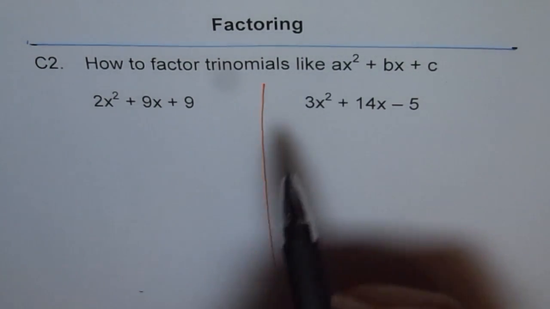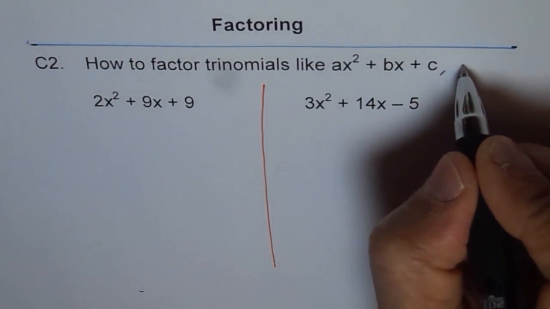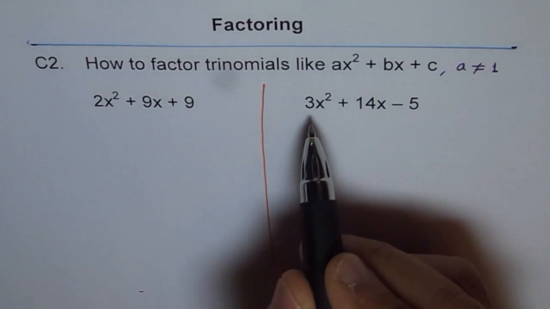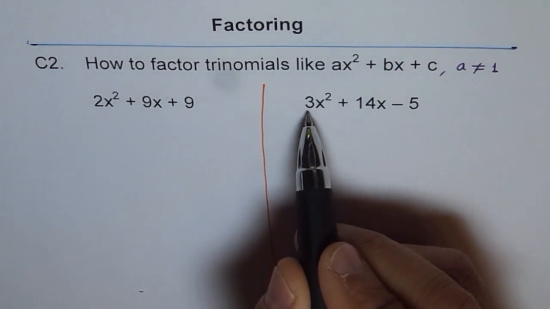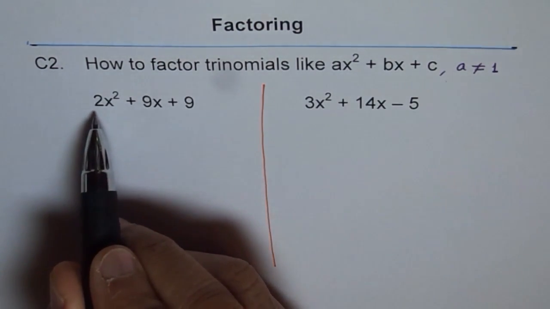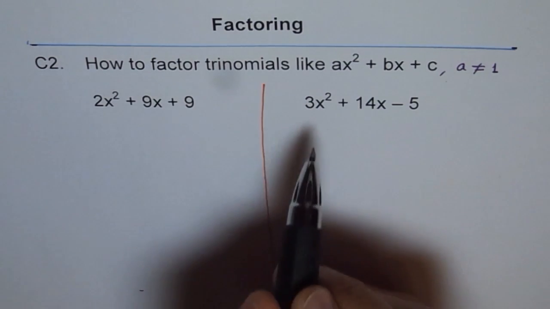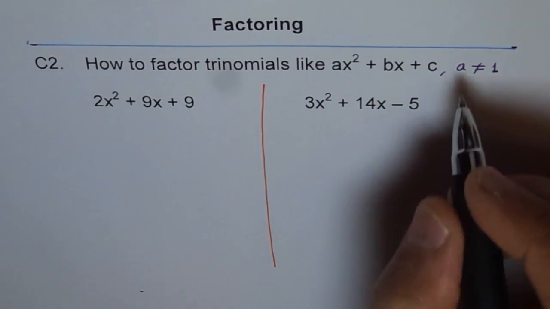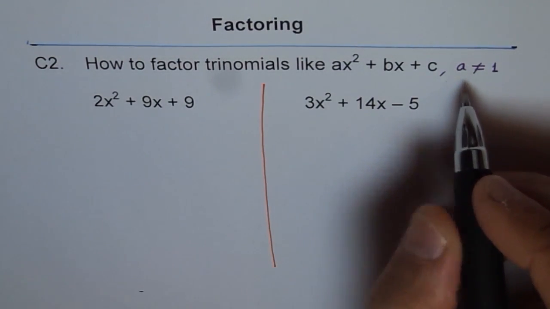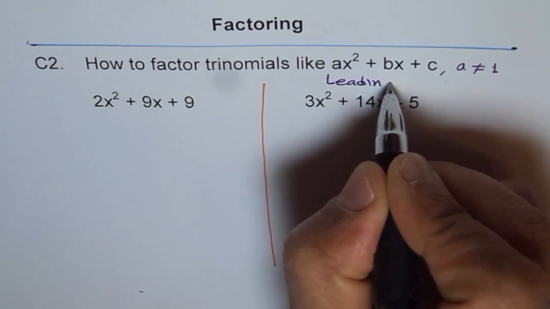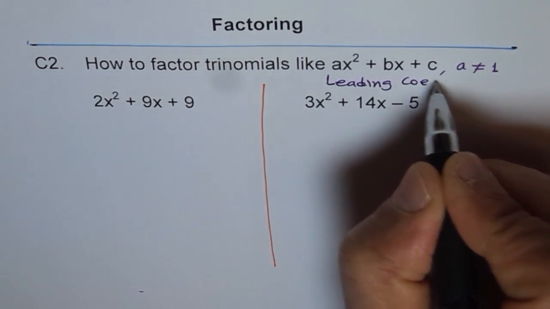Here a is not equal to 1. Especially, a is not equal to 1. A is some other value but 1, right? Like 3x squared. 3 is the leading coefficient, right? Here it is 2. The leading coefficient a is not 1. It is 2 here and 3 here. Well, a is also called the leading coefficient. Remember that term. So a is the leading coefficient.